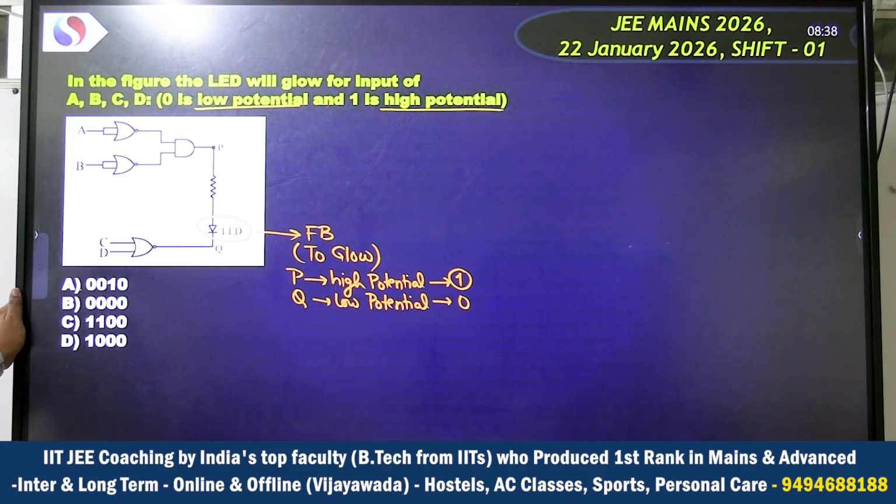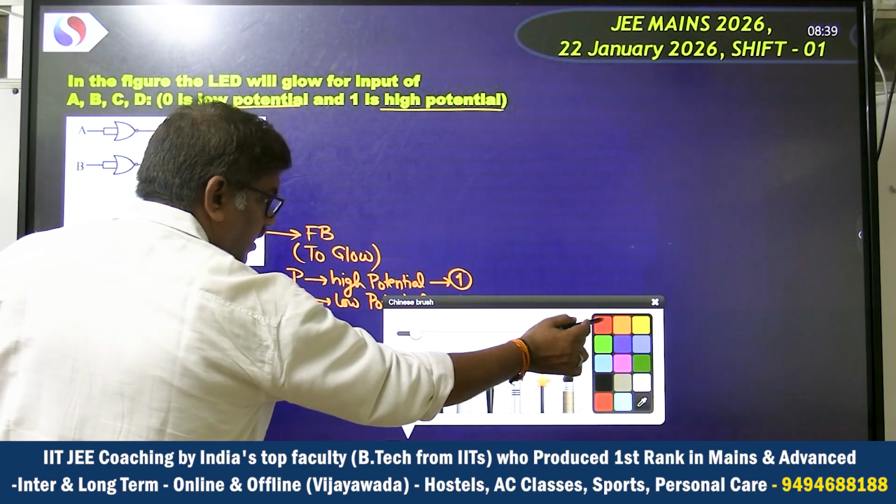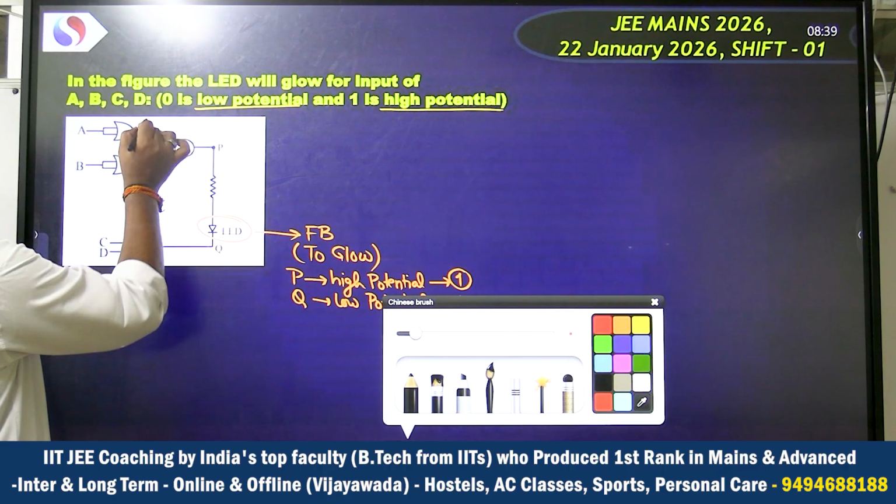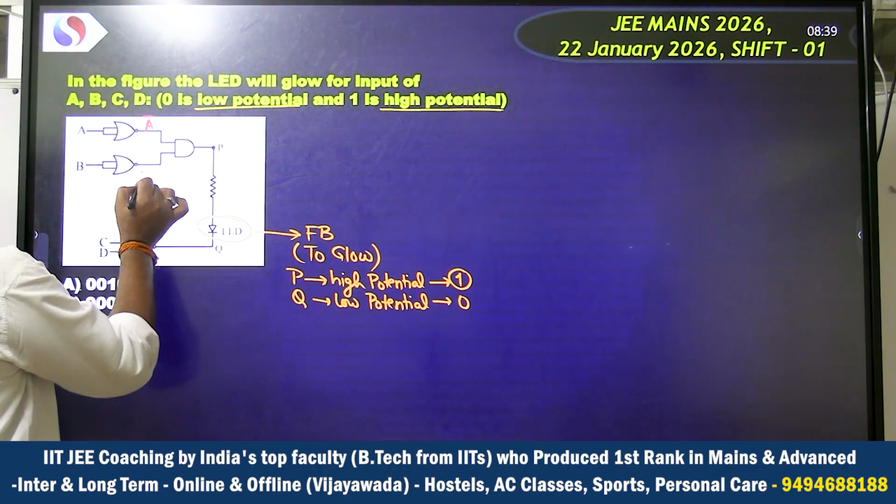We will see the combinations and try to find out P and Q. I'm marking here only: this is A, this is A bar, this is B, this is B bar.